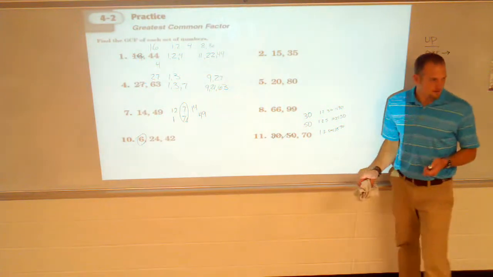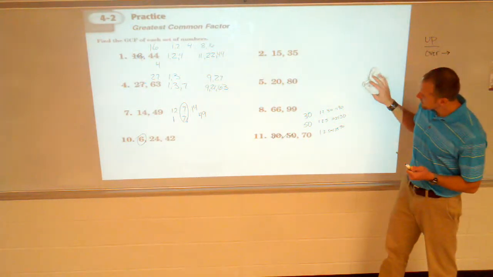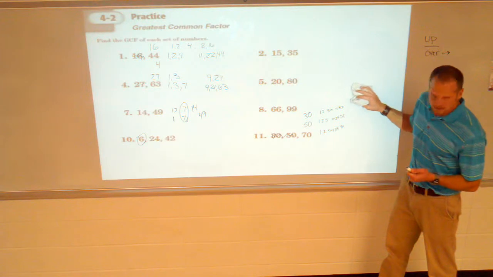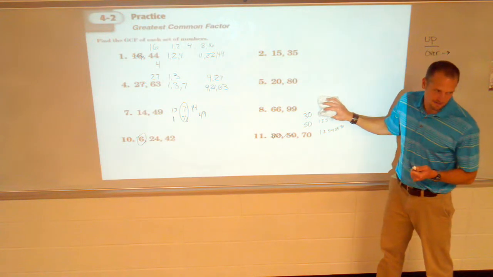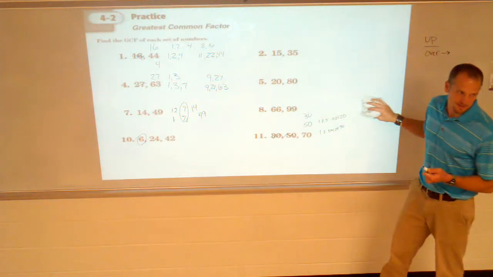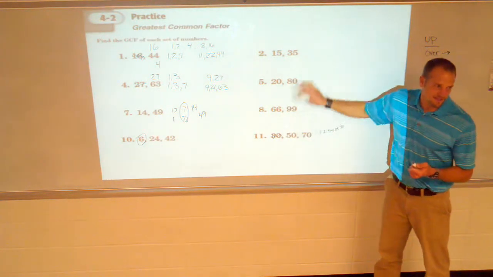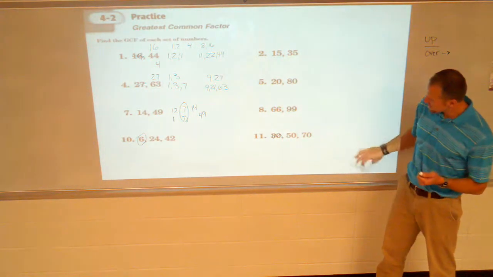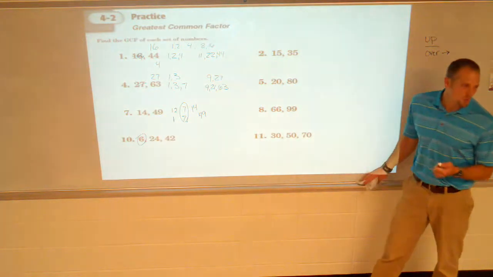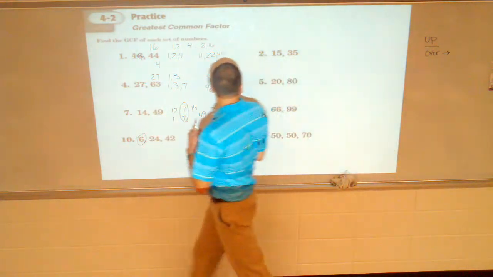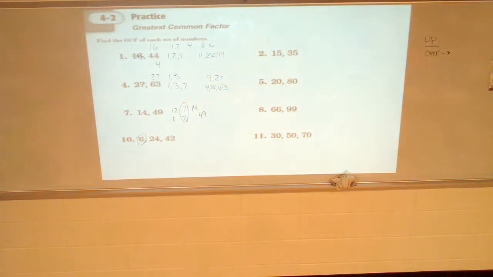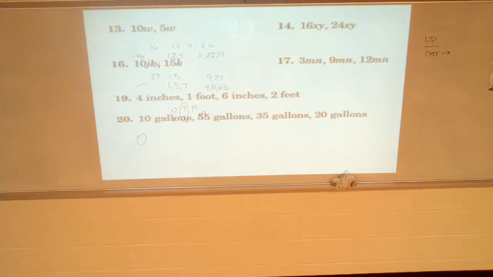In 30, there's 4 and 6, 5 and 7. 4 and 6 is 24. 4 and 5 is 20. All right? Okay. Let's see if there was anything else to do. Yes, there was. Okay? One more thing to do.